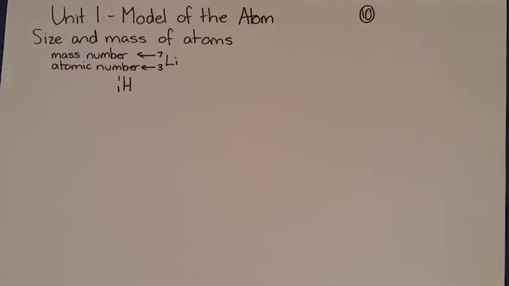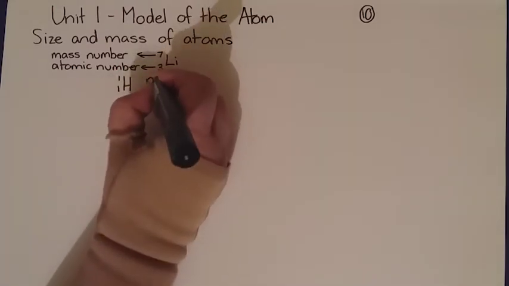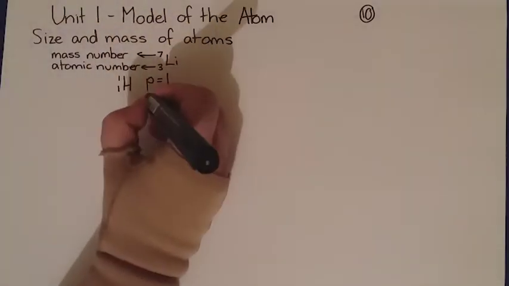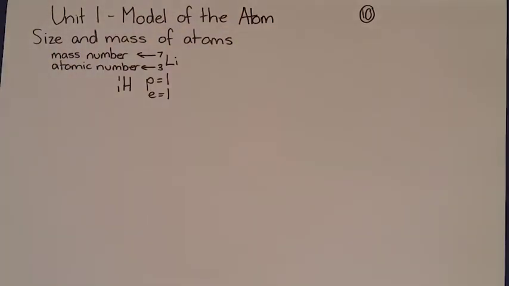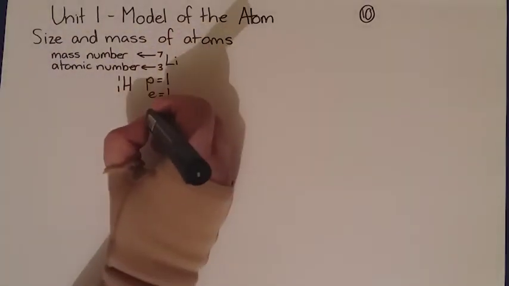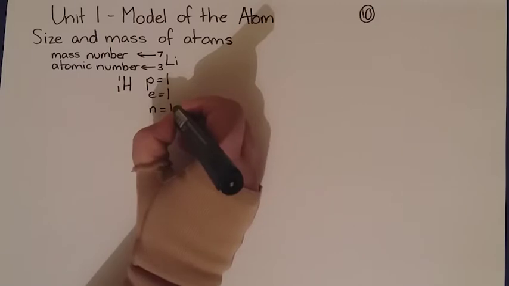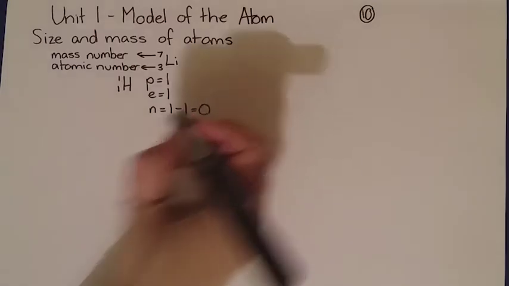Hydrogen. The atomic number of hydrogen is 1. Therefore, hydrogen has 1 proton. Because in an atom the number of protons equals the number of electrons, hydrogen has 1 electron. At this stage, students often make a mistake and write down that hydrogen has 1 neutron, but you've got to follow the rules. The number of neutrons equals the mass number, which is 1, take away the atomic number, which is 1, which gives you 0.